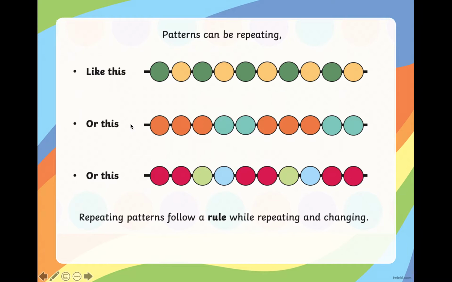Or the patterns can go like this. Orange, orange, orange, blue, blue. Orange, orange, orange, blue, blue. That's a pattern with 2 repeating colours. Or the pattern can go like this. Pink, pink, green, blue. Pink, pink, green, blue. And every pattern follows a different rule when it's repeating or it's changing.